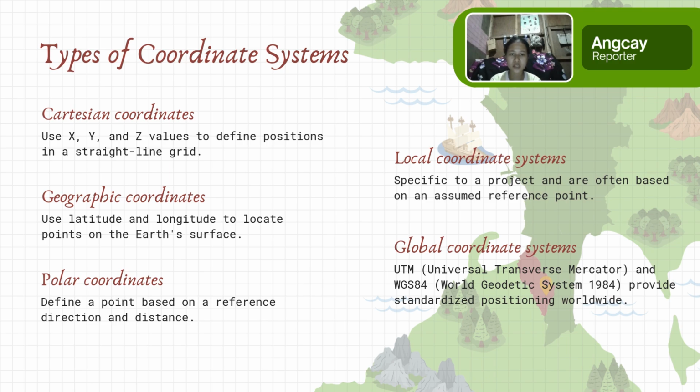Now let's discuss local and global coordinate systems. Local coordinate systems are specific to a project and are often based on an assumed reference point. These are commonly used in construction and small-scale surveys, while global coordinate systems such as UTM and WGS 84 provide standardized positioning worldwide. So, why do we use different systems? Local systems simplify small projects by using a custom reference, while global systems ensure consistency across different locations, which is crucial for large-scale mapping and navigation.